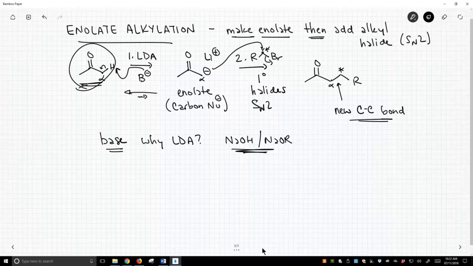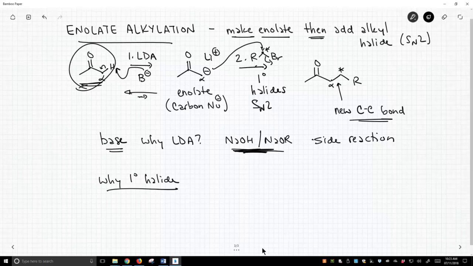Well, then when we add the alkyl halide, we could have sodium hydroxide reacting with our halide. And we might see E2 reactions. We might see these bases acting as nucleophiles and doing SN2 reactions. We'd see side reactions. So that's why we tend to favor LDA for these processes. So question number 2. Why a primary halide?